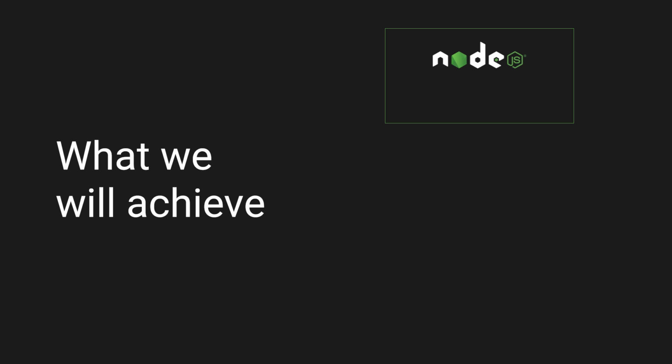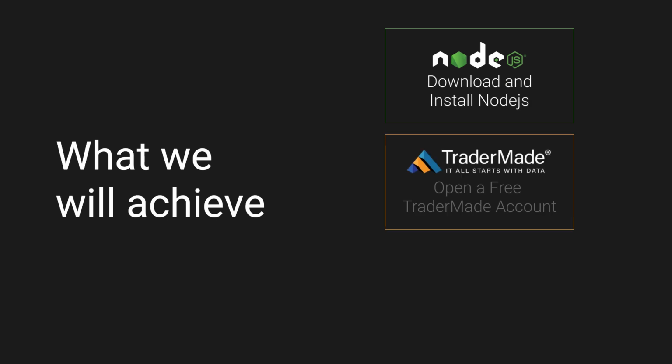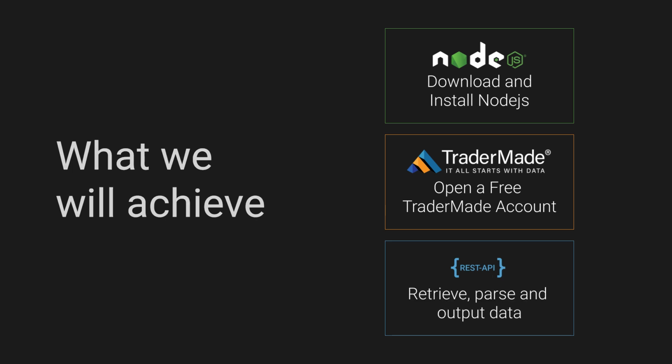Let us get a quick overview of what we are trying to achieve with the tutorial. Download and install Node.js and set up the environment. Open a free TraderMade data API trial. Set up Node.js to retrieve data. Parse data and output to screen.